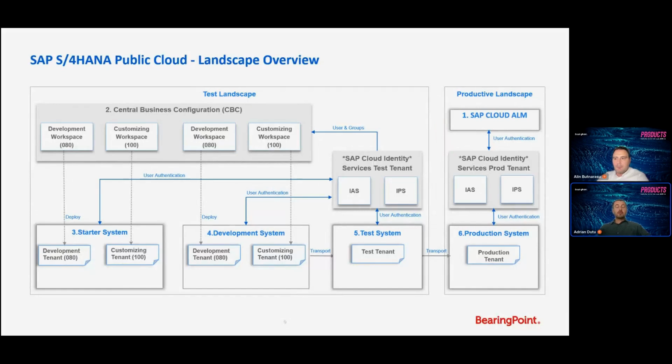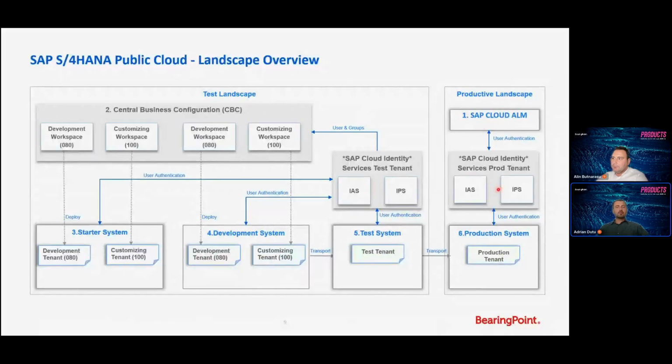The provisioning sequence of the systems for a brand new customer starts with the SAP Cloud Identity Services that are running on a business technology platform, and they consist of two separate tenants, the identity provisioning and also the identity authentication. You start then with the provisioning of SAP Cloud ALM, for which the access will be managed from the productive SAP Cloud Identity Services.